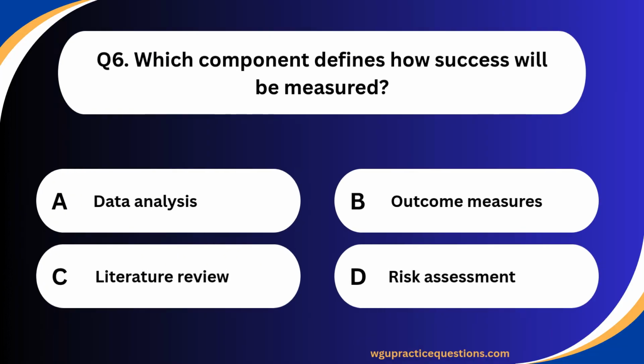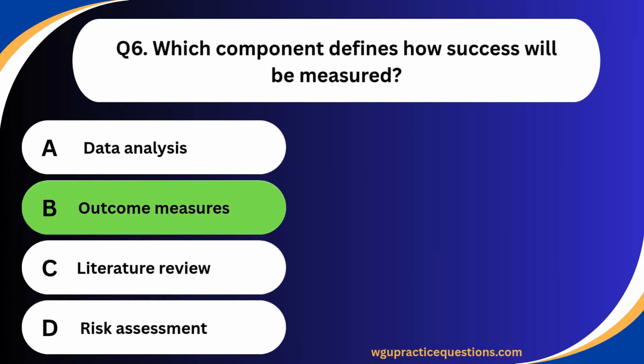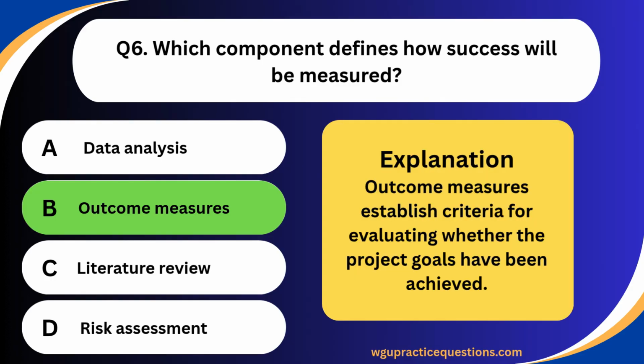Question 6. Which component defines how success will be measured? A. Data analysis. B. Outcome measures. C. Literature review. D. Risk assessment. Which one is the correct answer? The correct answer is B. Outcome measures. Explanation. Outcome measures establish criteria for evaluating whether the project goals have been achieved.